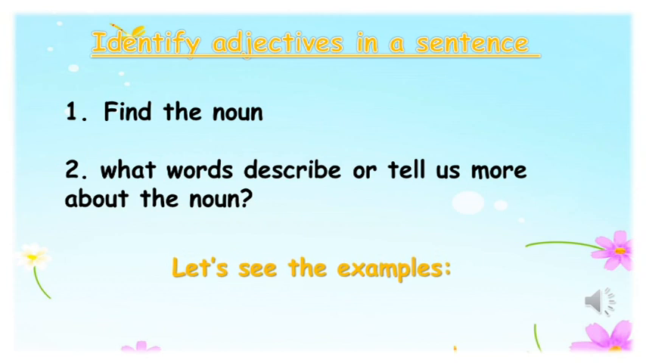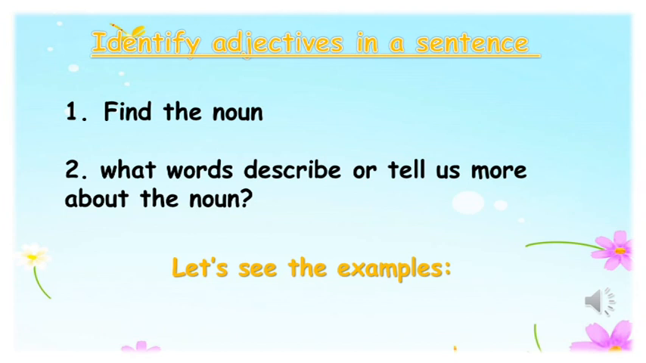Identify adjectives in a sentence. So, how to identify the different adjectives in a sentence? Let's see how. Firstly, find the noun. Remember that we spoke about the noun earlier? Yes, name your word. Secondly, what word describes or tells us more about the noun? Students, look at the sentence and ask yourself which word describes or tells about the noun.